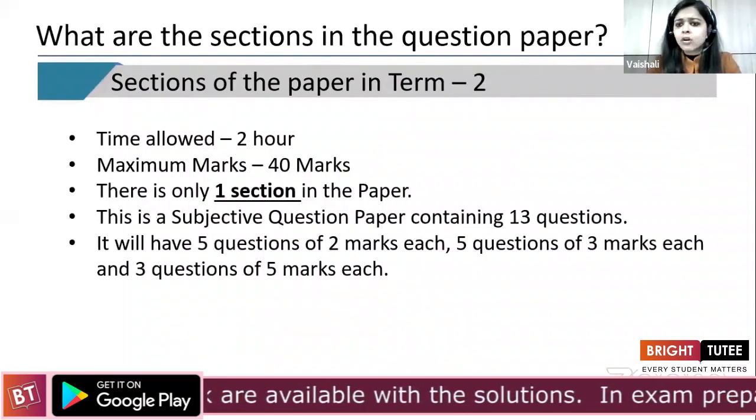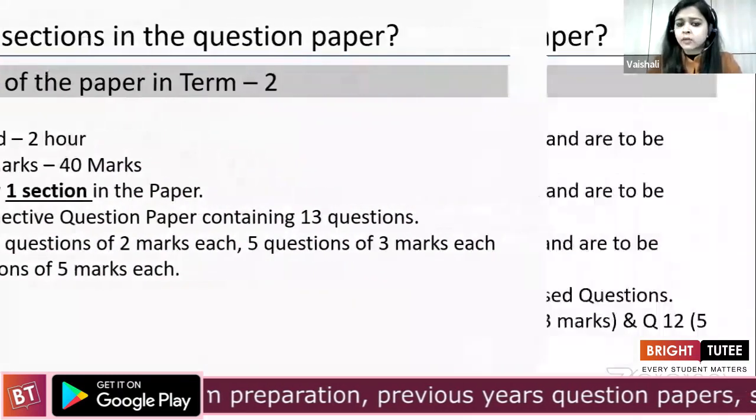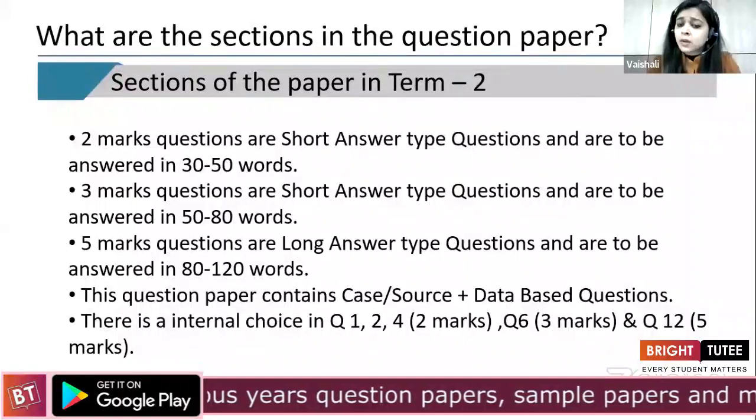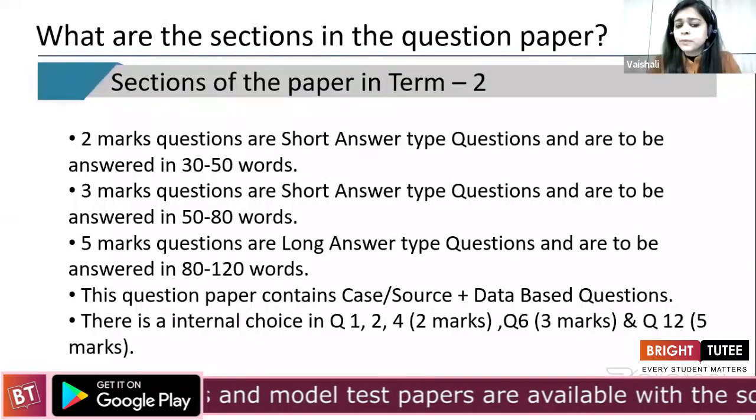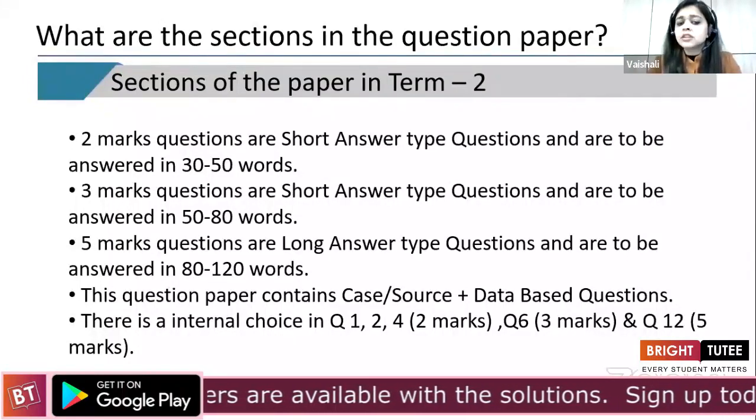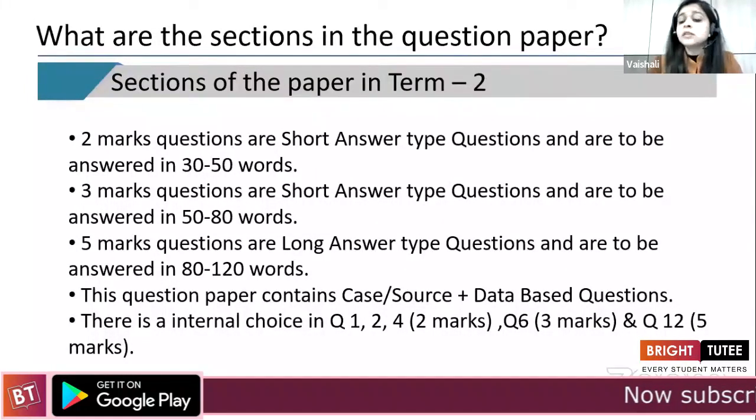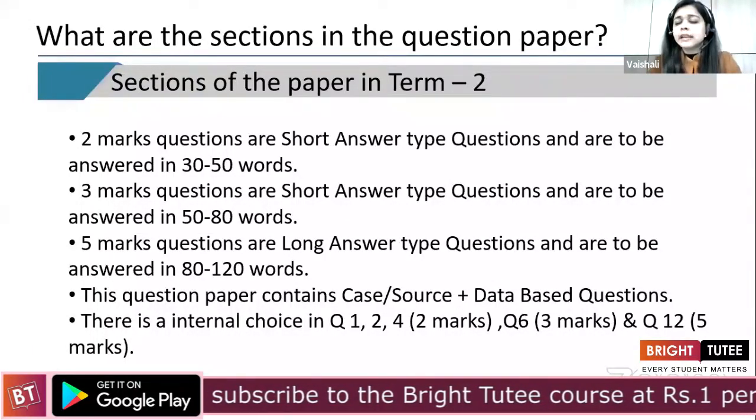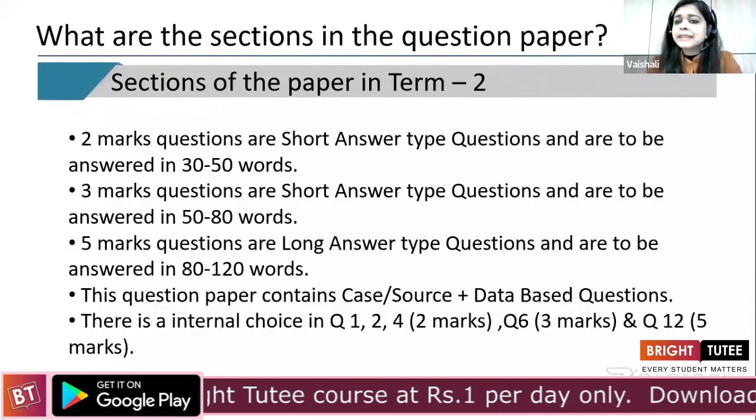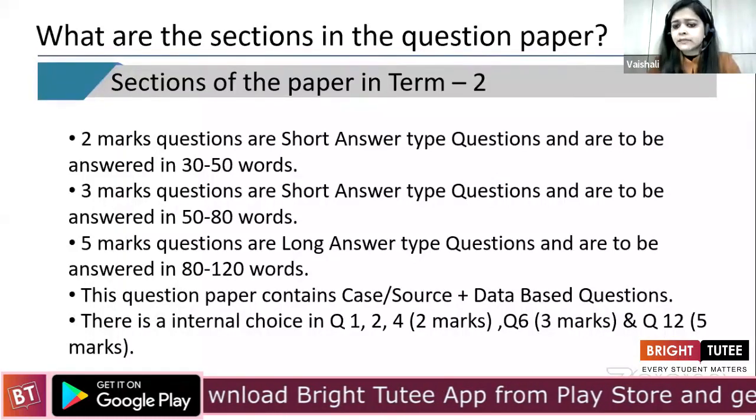The students have never gone through this kind of examination, nor do they have content and answers for this kind of question. So 2 marks questions are short type, to be answered in 30 to 50 words. 3 markers in 50 to 80. 5 markers in 80 to 120. This question paper also had case or source based questions and data based questions. Data based questions and case studies students have already been doing. Data based are almost similar. There is a little change in case study based questions that we'll discuss eventually.